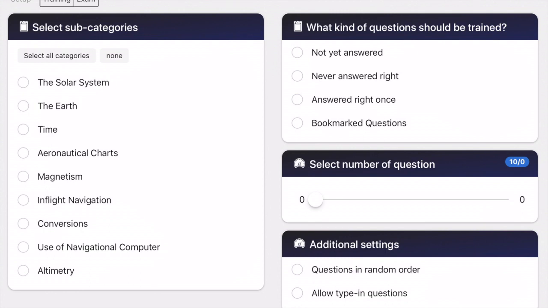So I already opened our application, and on the left hand side you can see the subcategories. I simply select altimetry. There are 36 available questions. I select all of them. Nevertheless, I will only talk about 2 today, and then I simply start the training.